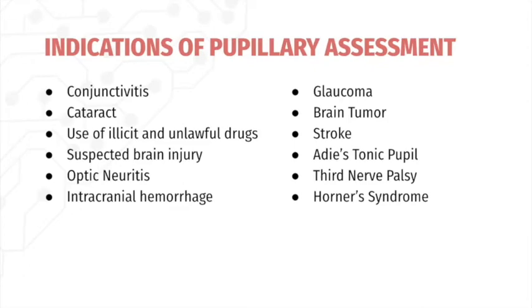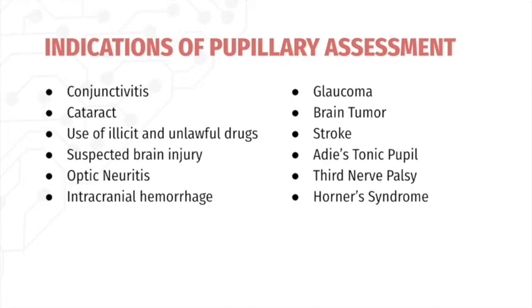In patients about to undergo cataract surgery, this is particularly necessary as the pupils may have to be dilated completely to expose the lens. Third is the use of illicit or unlawful drugs. Pupillary assessment is conducted in patients who have used illicit drugs because they frequently impair the capacity of the eye to dilate or constrict. The fourth one is suspected brain injury.